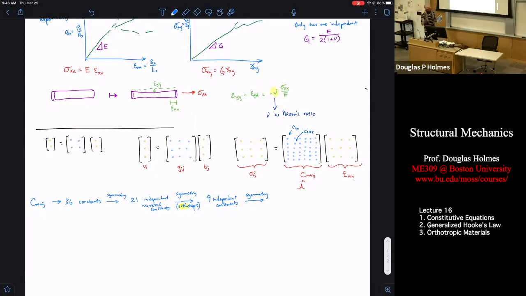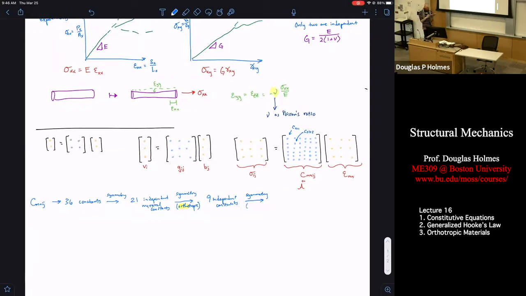Symmetries are just endlessly useful. The symmetry here, going from orthotropic, what's better than orthotropic? Isotropic. Isotropic means if you're standing inside the material, no matter which way you look, everything's going to behave the same. No matter if you pull on it in this direction or that direction, the material doesn't care.